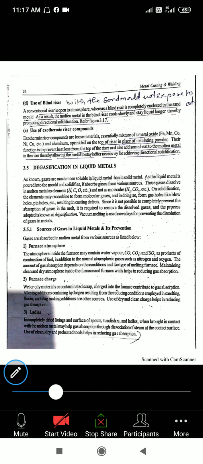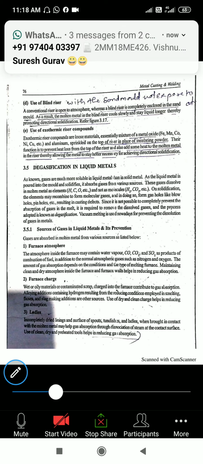Sorry, so this is the exothermic reaction I just told you about. It is the reverse: exothermic reactions are used for releasing heat. These are used like an insulator, sprinkled on the riser, so that the heat released by this exothermic reaction is maintained within the riser, and the molten metal in the riser doesn't solidify before the molten metal which is solidifying in the cavity. So this is how it helps in directional solidification. Okay, this is also one of the important methods and components.